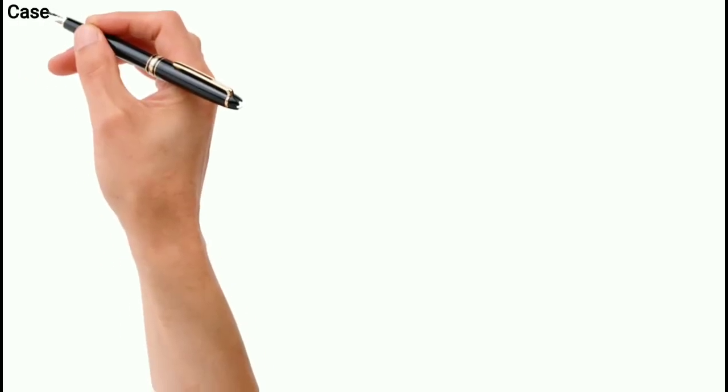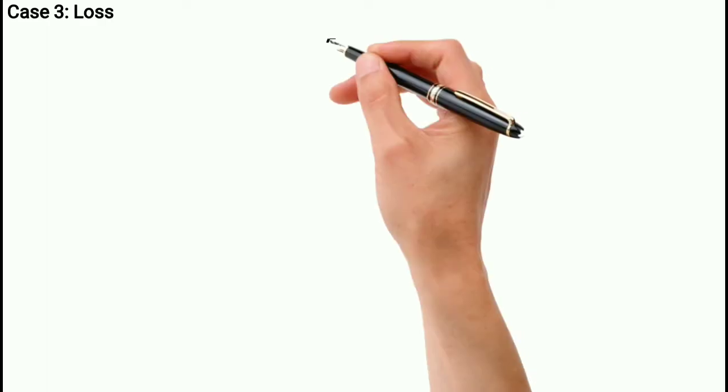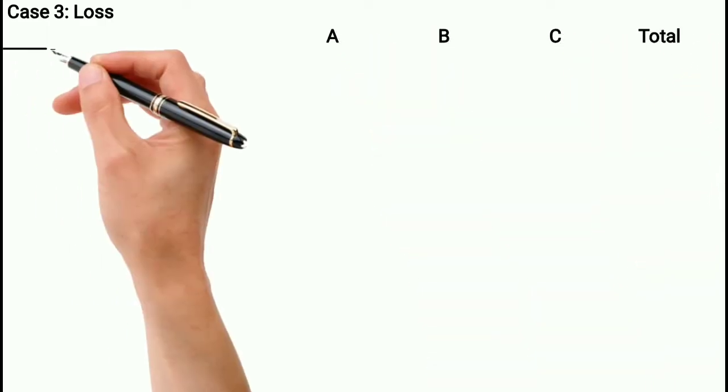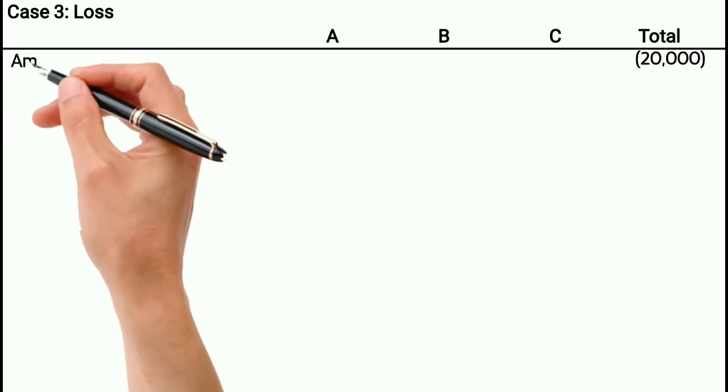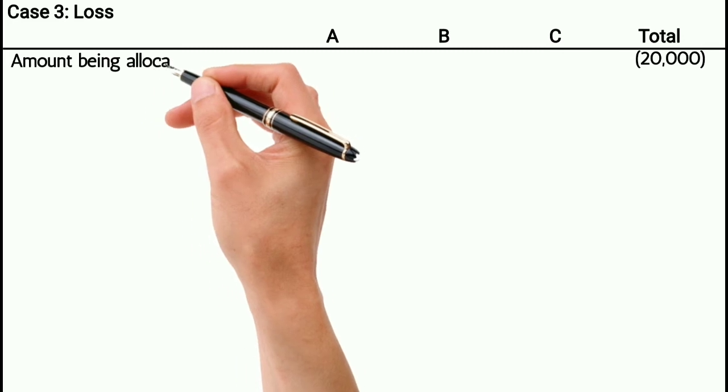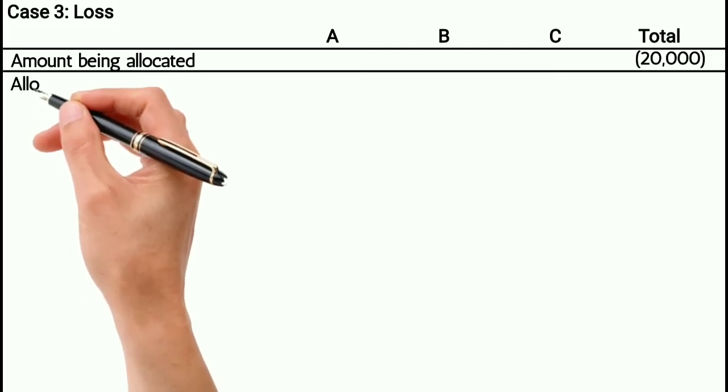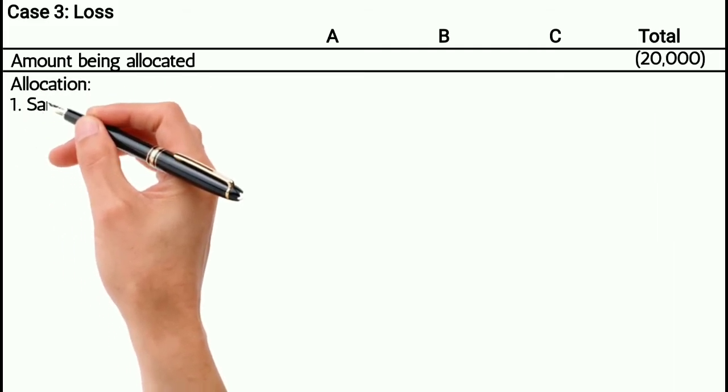Next, Case 3 loss. The requirement is to compute for the partners' respective shares. But this time, the partnership incurs loss of 20,000 pesos. In this case, the amount being allocated is negative 20,000 pesos. Let's now do the allocation.